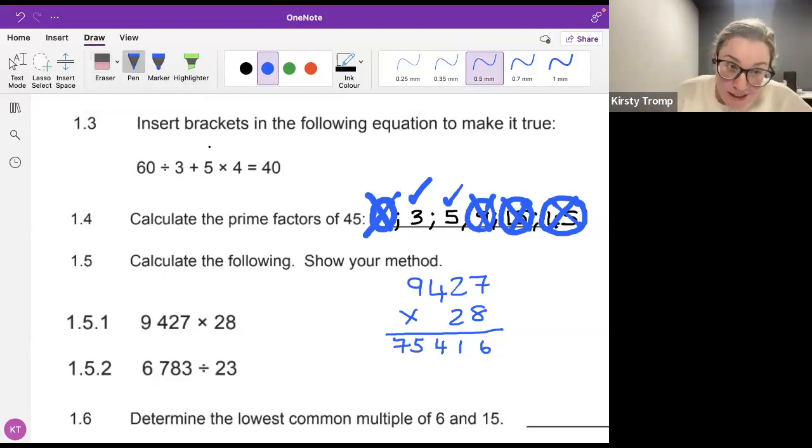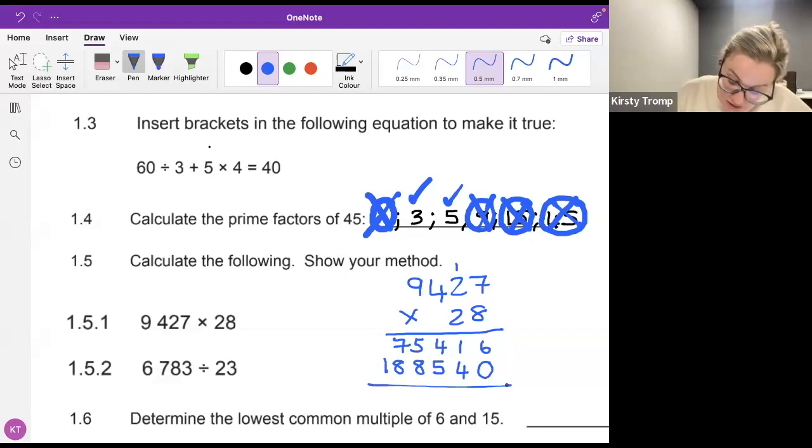Now we are doing the 20, so we need to put the 0 in there, guys. 2 times 7 is 14, so we put the 4 and we carry the 1. 2 times 2 is 4, plus the 1 gives me 5. 2 times 4 is 8, so we put the 8. 2 times 9 is 18. What's left to do? Add them together.